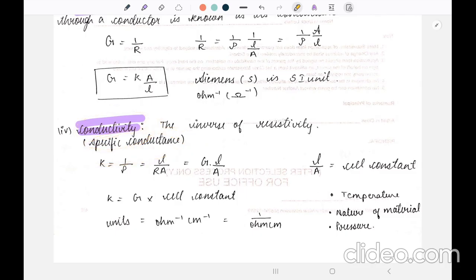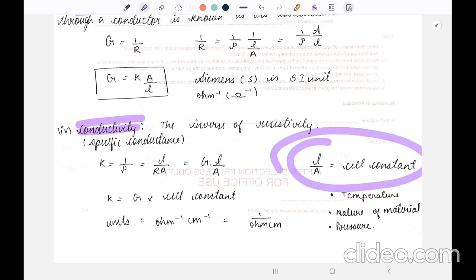So we'll get it to be like G L by A. So L by A is a cell constant. So we can define L by A as a cell constant. So we get the final value of conductivity to be G, that is conductance, into cell constant. So the unit will be 1 by ohm centimeter. And the factors which affect the conductivity are the temperature, nature of material, and the pressure.